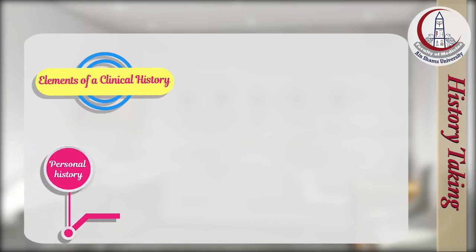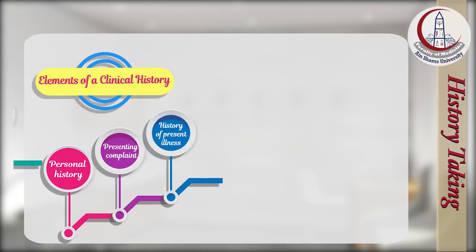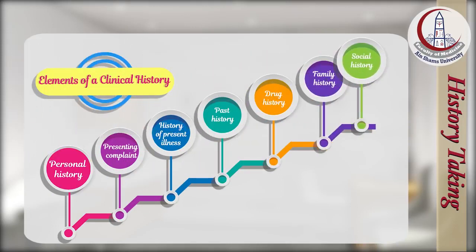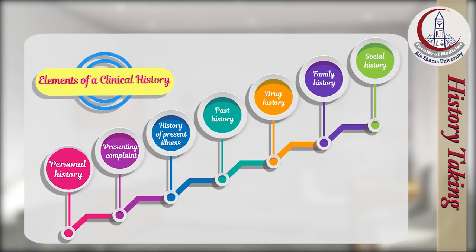What are the elements of a clinical history? You have the personal history, presenting complaint, history of present illness, past history, drug history, family history, and social history. We're going to take every item and discuss it in detail.